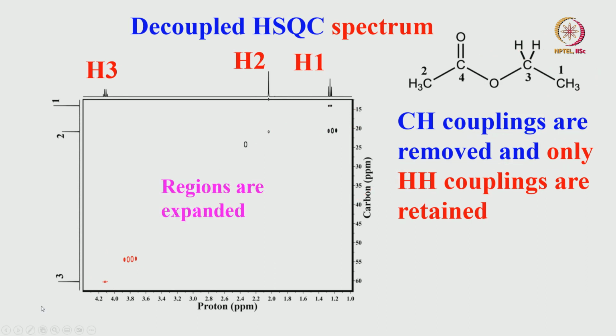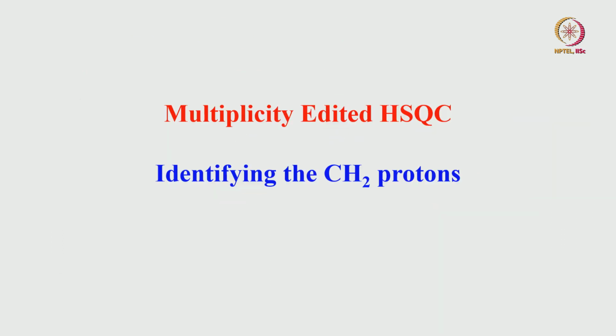It is a realistic example of a molecule where we have both coupled and decoupled HSQC, and I said in the decoupled HSQC you get only HH couplings if they exist. In the coupled HSQC you will get both CH coupling and HH coupling if there are HH couplings, and this is what it is, you get only that.